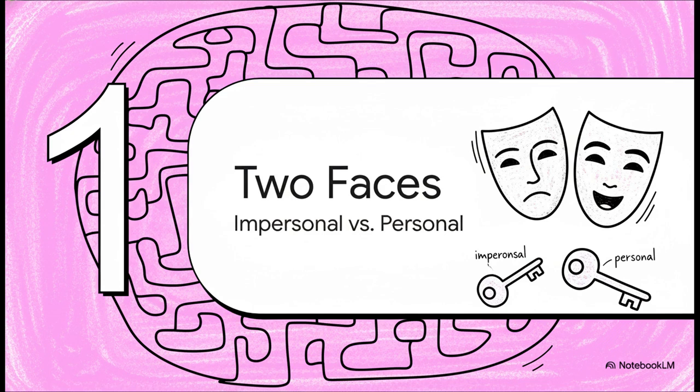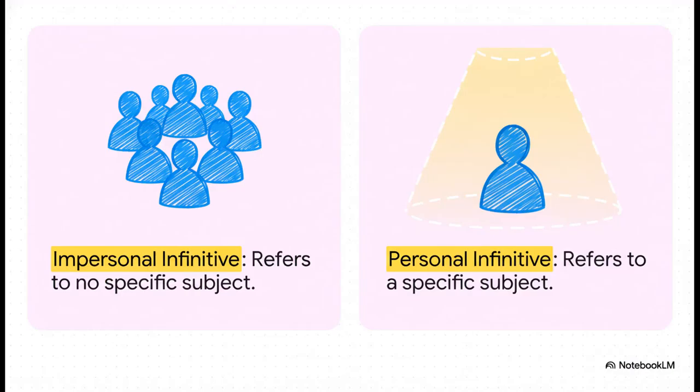Okay, so first up, every great superhero has a secret identity, right? Well, the Portuguese infinitive is no different. It has these two totally distinct faces, and learning to tell them apart is the whole key to unlocking its power. And here they are, side by side. On the one hand, you've got the impersonal infinitive. This one doesn't point to anybody in particular. And on the other hand, you've got the personal infinitive, which absolutely does. That's it. That's the core distinction we're working with. One is general and the other is super specific.